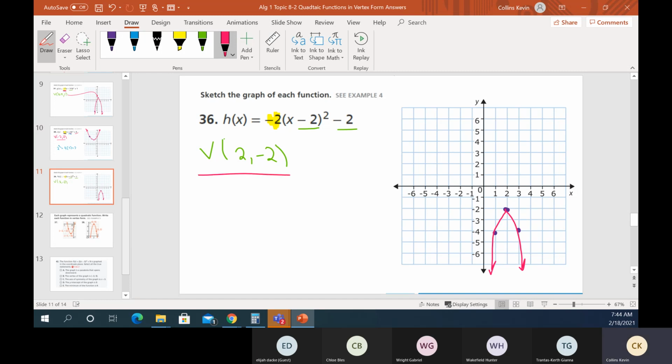So find your vertex, use this guy here. So if you go to the right, go down 2. If you go to the left, 1, go down 2. And that's it. And like I say, feel free to check these on Desmos if you like. All right, a couple more and we're out of here.